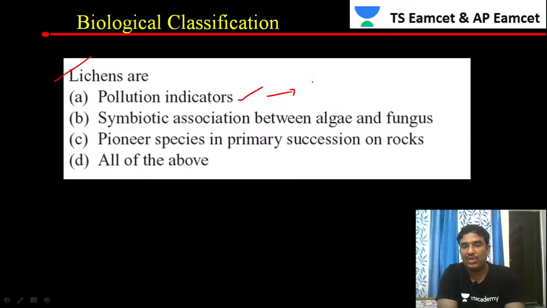But can I ask which type of pollution? Which type of pollution indicator is lichen, students? That is my question.